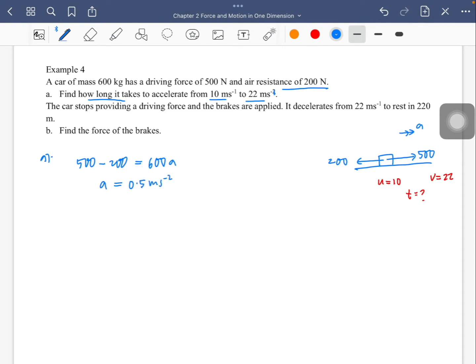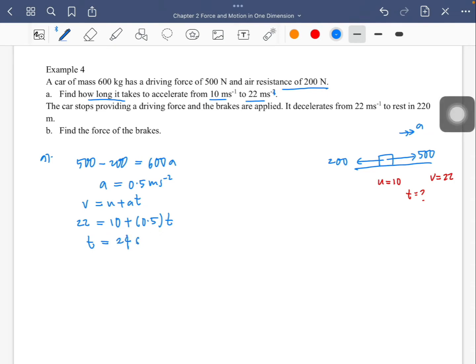Alright, next we want to find the time taken from 10 meter per second to reach 22 meter per second. So how long is it going to take to accelerate from this point to that point? Now which is the best formula to apply here? The best formula is of course v equals u plus at. So final velocity is 22, initial velocity is 10, and our acceleration for the system is 0.5, multiplied by t. So time taken is equal to, what do you get here? You should get 24 seconds.